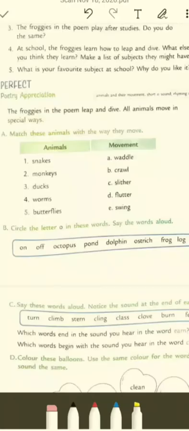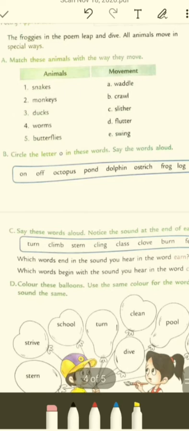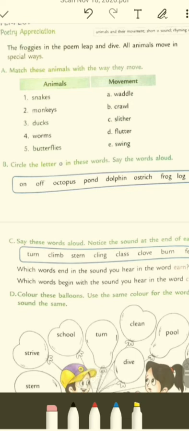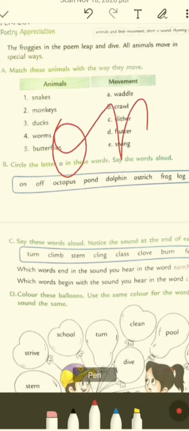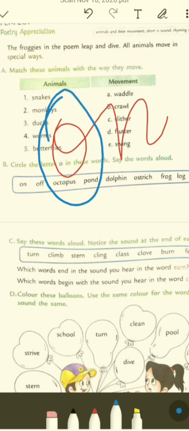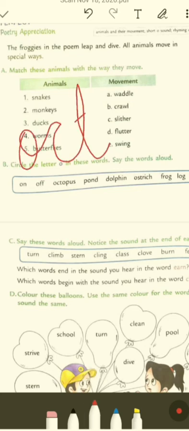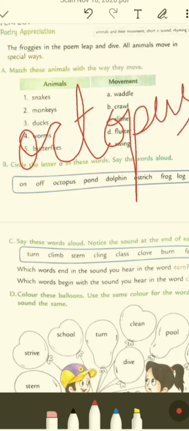So let's see the next one. B. Circle the letter O in these words. Very simple. On. You'll circle O. Okay. For example, the word is on. O and n. You are asked to circle the letter O. So what will I circle? I'll circle O. Clear? Then octopus, for example. O C T O P U S. Octopus, right? You are asked to circle the O in the words.